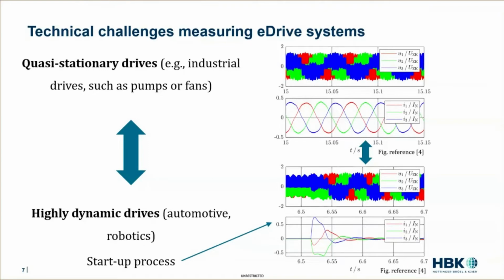And we have here on the bottom a picture of a startup process of such a machine. It's a no-load startup. This means we only need torque to accelerate the machine, and therefore torque producing currents, which you can see over here. But you can also directly see that these are not periodic signals, or non-periodic signals.